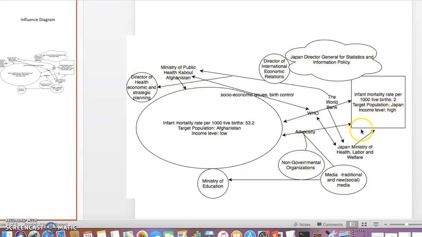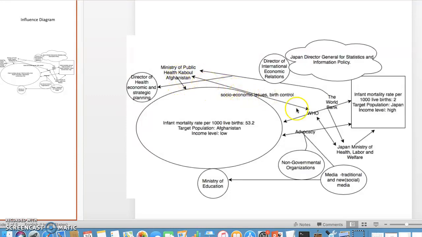Basically, I have Japan here in this little square here, and it's showing the infant mortality rates per thousand live birth to be 2. It's showing the income level being high here. On the other hand, for Afghanistan, we have 53.2 mortality per thousand live birth, and the income level is low. Some of these stakeholders are the Ministry of Public Health, Kabul in Afghanistan, the Director of Health Economic and Strategic Planning is one of the stakeholders. Ministry of Education, we have the WHO, and then the World Bank that feeds the data, that has the data from Afghanistan.